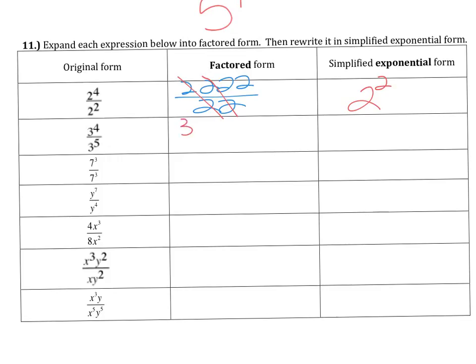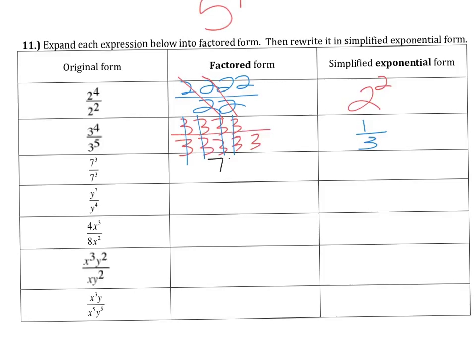In the next problem, the same kind of idea. We're going to have 3 times 3 times 3 times 3 over 3 times 3 times 3 times 3 times 3. We're going to make the giant 1, or simplify what we can. And this time we have a 3 that's left over, but notice that it's in the denominator. So we are going to write this as 1 over 3. So if it is in the denominator, it will stay there.